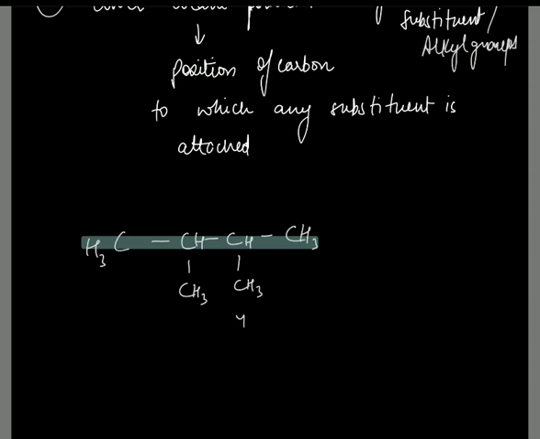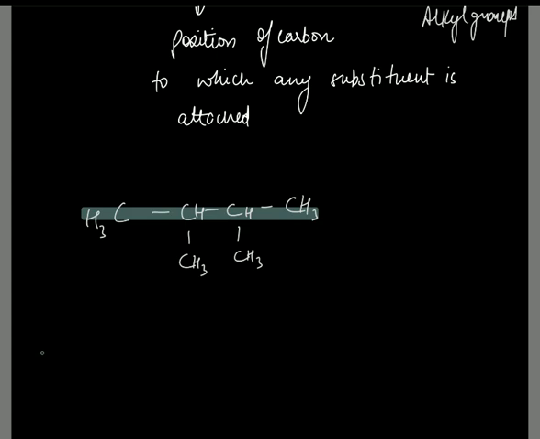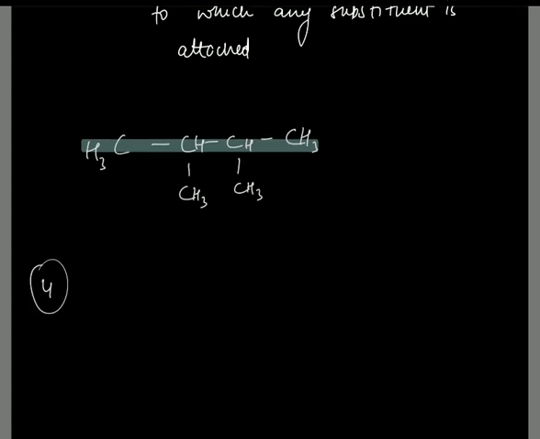So if you go straight, then in every case, if you see these two groups, you can see these two methyl groups are not numbered, so they are acting as a substituent. So what do we do if we have two same alkyl groups? So now I'm going to write the next rule.